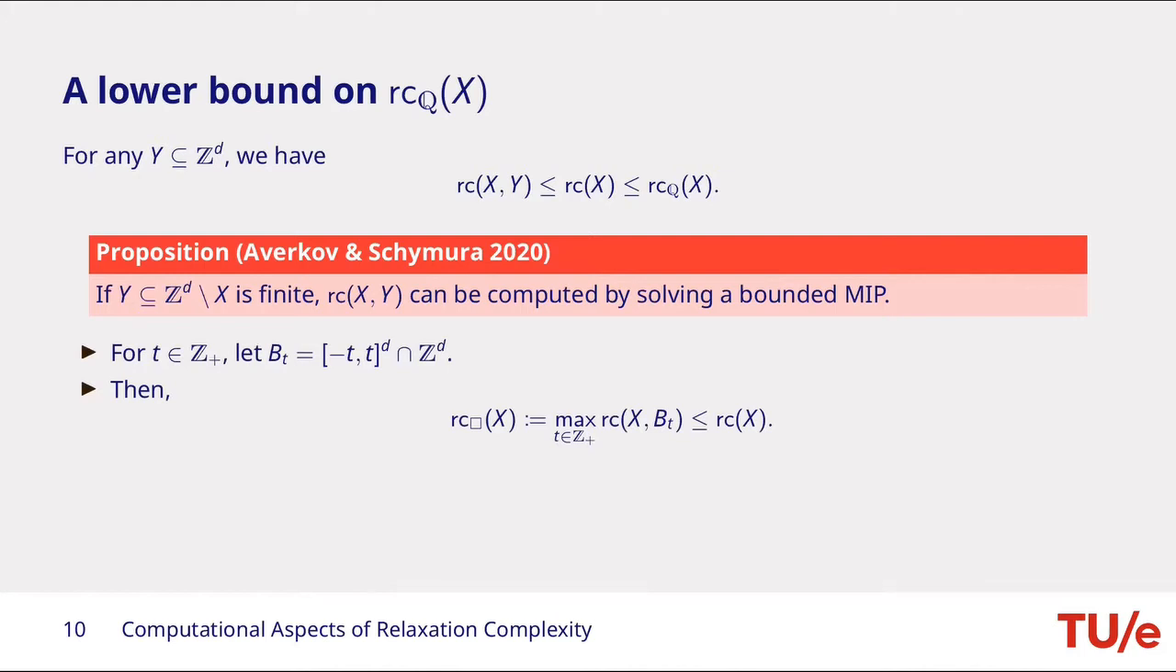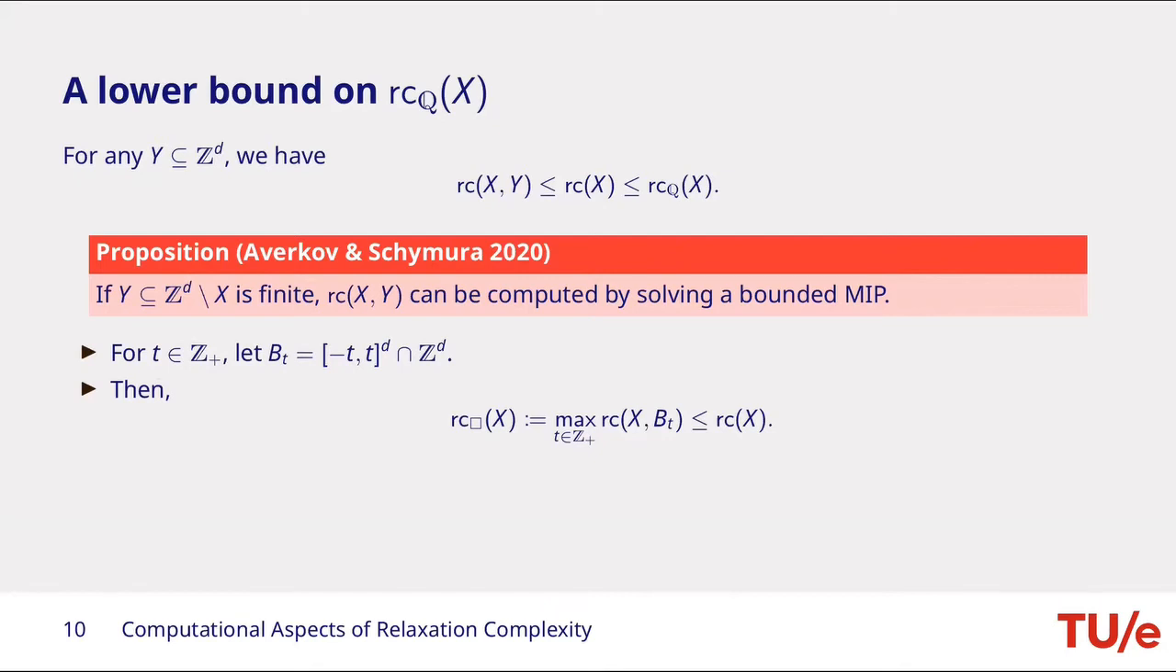So we suggest an algorithm or a procedure in which we fix a parameter t. Then we consider all the integer points whose maximum coordinate entry in absolute value is at most t. And then we compute the relaxation complexities with respect to this box of infeasible integer points. We increase the value of t, and then after finitely many steps, we will find a value that we denote by RC box of x, the maximum value that we can achieve with this bound. And this is then, of course, a lower bound on the relaxation complexity.